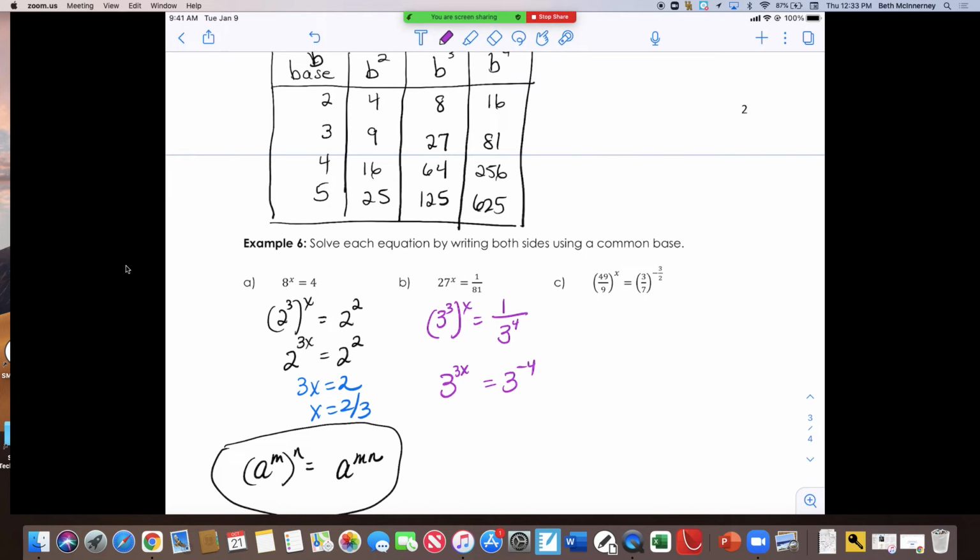So anytime you have fractions with exponents, that usually includes a negative exponent. So now the bases are equal, so now the exponents must be equal. So x would be negative 4/3.